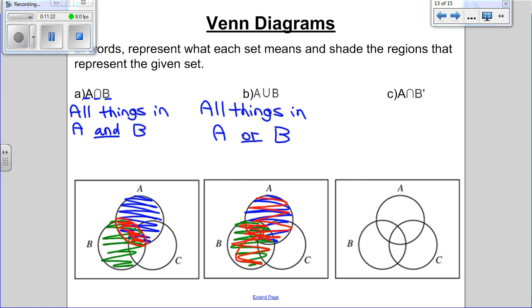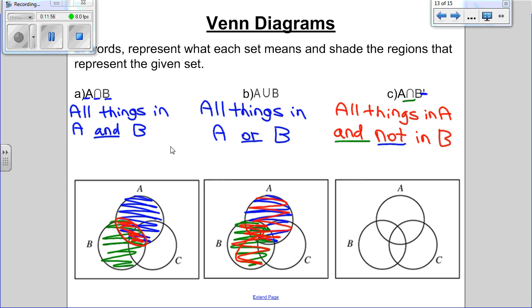All right, C. We're going to read that one together. This is all things in A and not in B. So some keywords. And came from there. Not came from that apostrophe up there. So if you're trying to figure out and, then you're going to circle all the things in one group, all the things in the other, and then you're going to figure out where they intersect each other. So go ahead and give that a shot and shade it out.